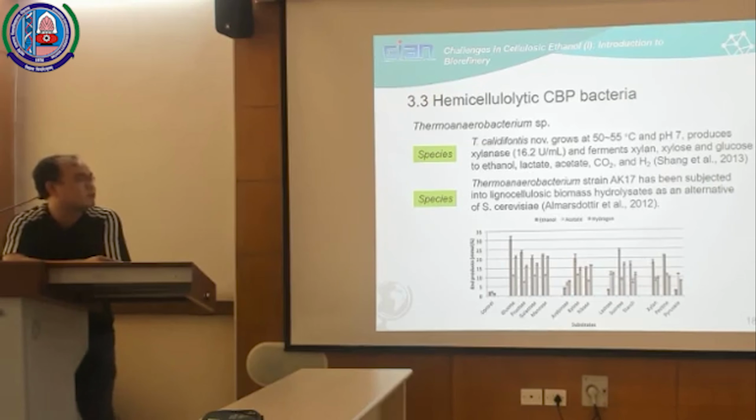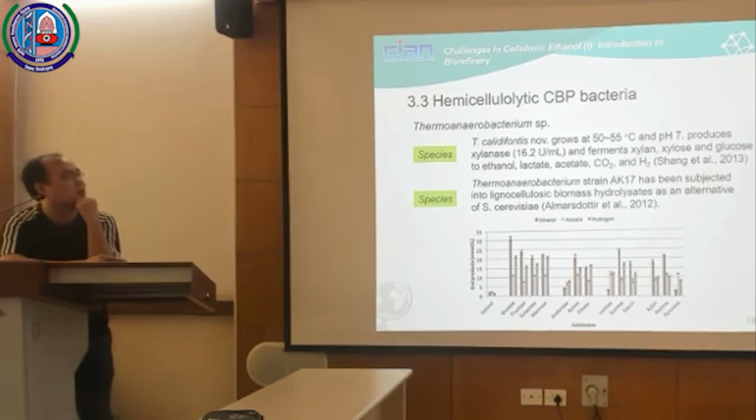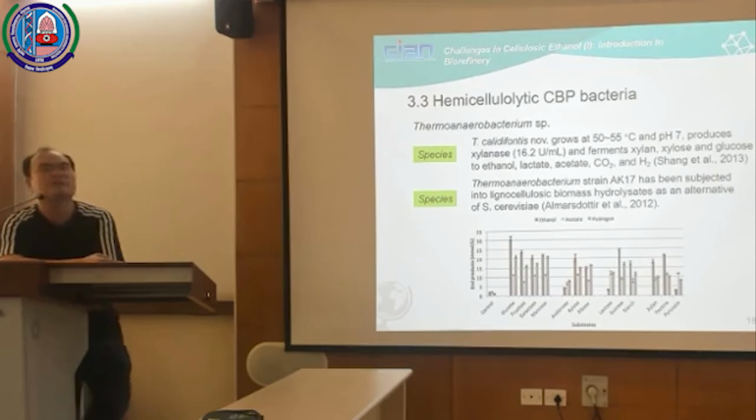We also have two other species. One is cellulolyticus and another is AK-17. I did not do a study like this, so I have very little idea about these strains.